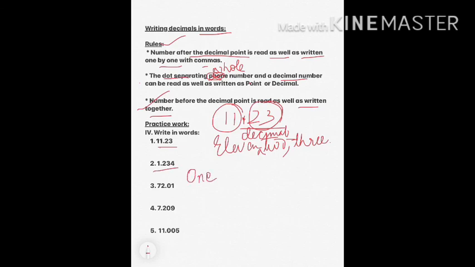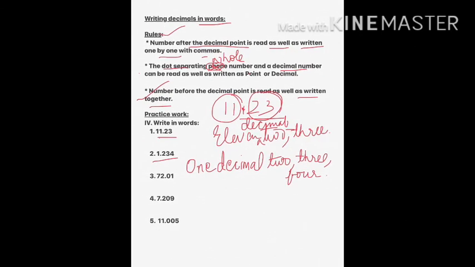Now let's write this. So here, the number before the decimal, I'll write 1, and for decimal I can use this dot, I can use the word decimal, or you can write point also. And then after the decimal, how do you write? All separate: 2 comma 3 comma 4. Is it clear? So follow these rules and write the numbers in words.